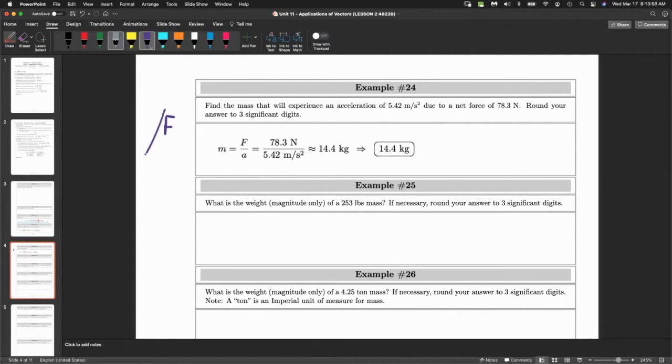F equals ma. Who's ever seen a triangle like this? Let me just, ooh, that's awful. Let me draw a nice big triangle. One of these formula triangles. Who's seen one of these before?